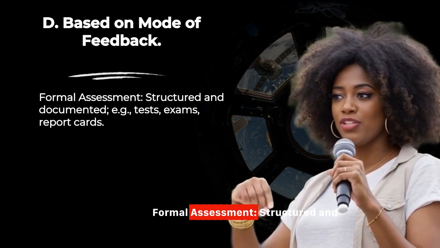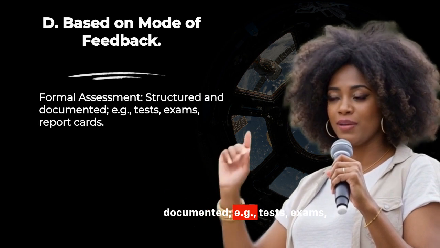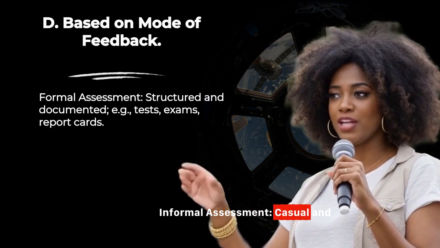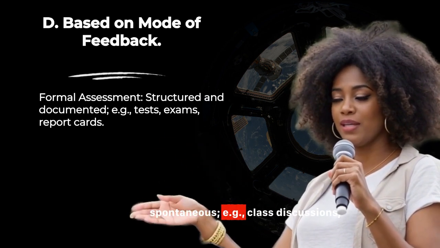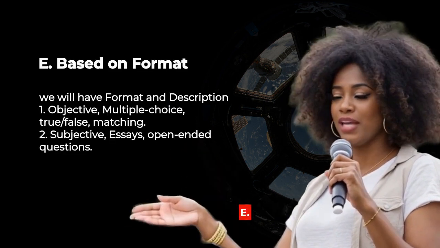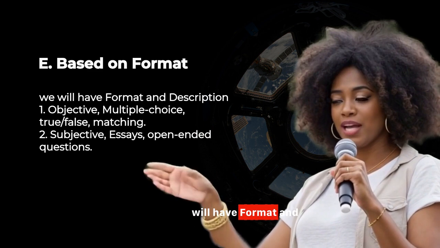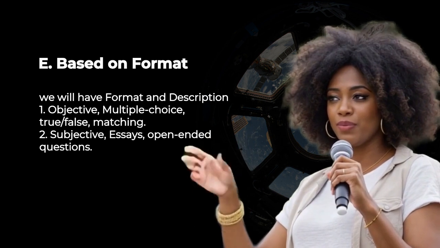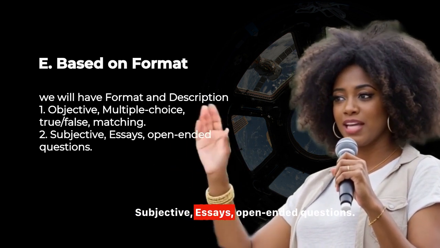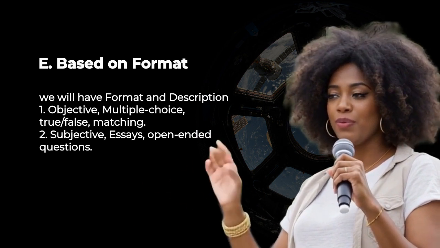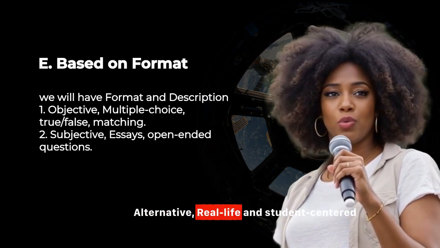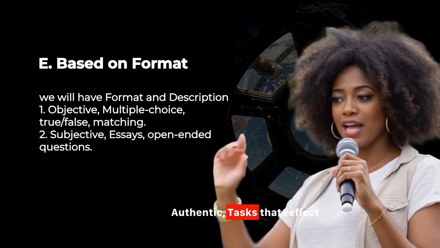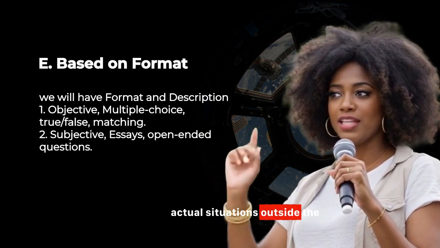D. Based on mode of feedback. Formal assessment, structured and documented, e.g., tests, exams, report cards. Informal assessment, casual and spontaneous, e.g., class discussions, questioning. E. Based on format. We will have format and description. 1. Objective: multiple choice, true-false, matching. 2. Subjective: essays, open-ended questions. 3. Alternative: real-life and student-centered approaches. 4. Authentic: tasks that reflect actual situations outside the classroom.